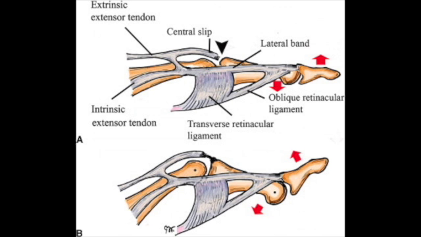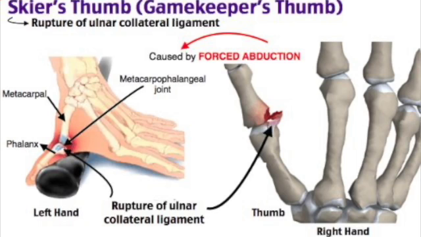So remember, mallet finger is the finger flexed at the DIP and unable to extend at the DIP. Boutonniere is flexed at the PIP and hyperextended at the DIP. And swan neck deformity is finger hyperextended at the PIP and flexed at the DIP.